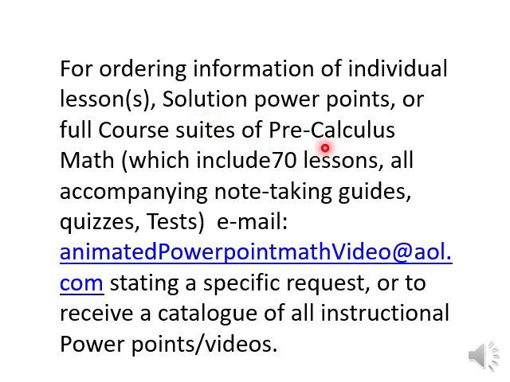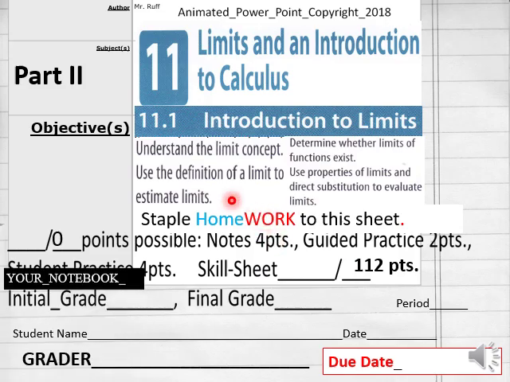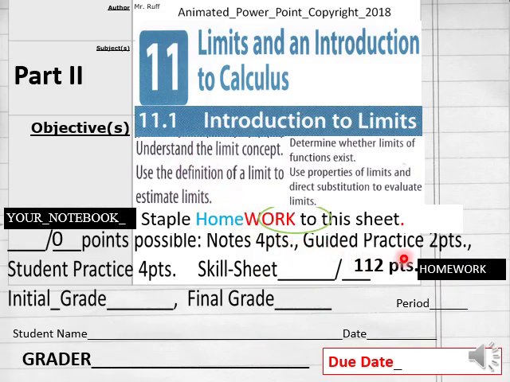Hello everybody, getting ready to do lesson 11.1, part 2 homework for pre-calculus math today. And for 11.1 part 2, we've got 112 points on your homework sheet. Name, date, period, students, then your due date here for onliners.